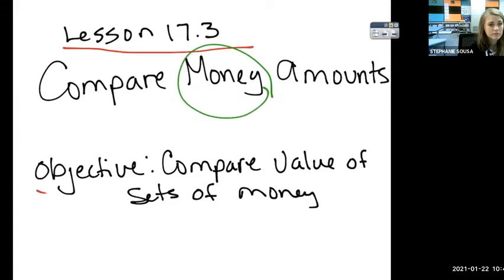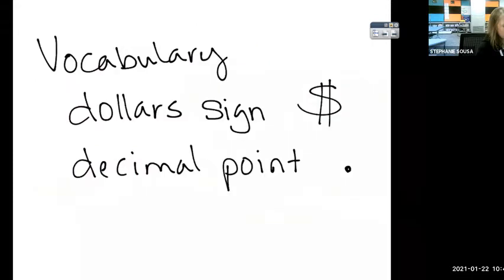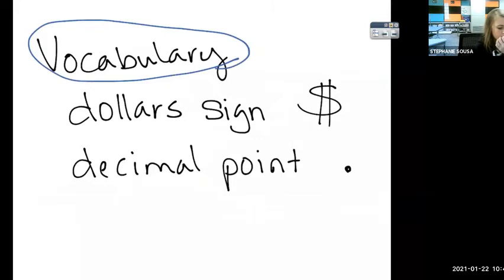Remember, your objective is going to be to compare the value of sets of money. So that's what you're going to learn today, comparing values of sets of money. Let's go through vocabulary first. We need to know our vocabulary words.